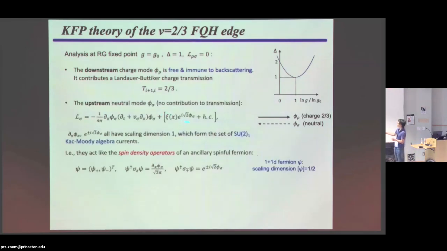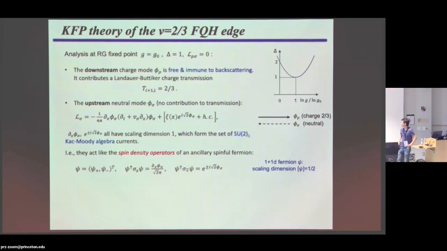The upstream neutral mode is also decoupled, and there's a way to solve this Lagrangian exactly, given by the Kane-Fisher-Polchinski paper. It involves some understanding of these operators. The operator e to the i square root 2 phi sigma has scaling dimension 1. At the same time, partial x phi also has scaling dimension 1. It turns out that these operators are related. In CFT, there are 3 of them, and they form the 3 current operators of the so-called SU(2) Kac-Moody algebra.